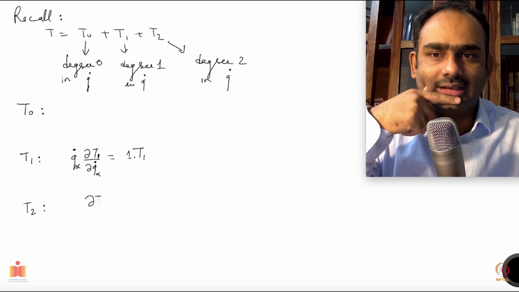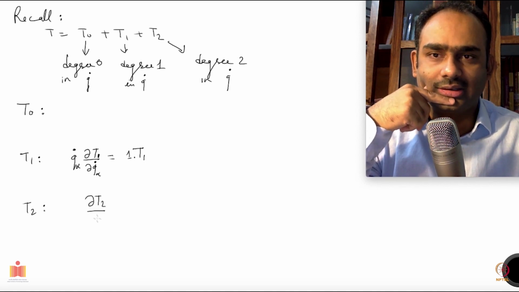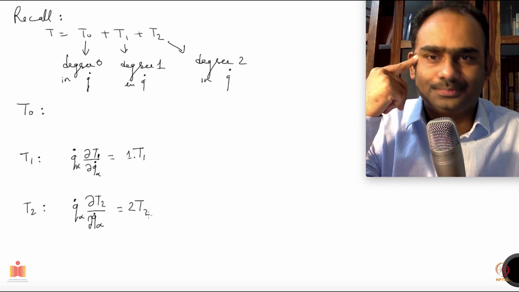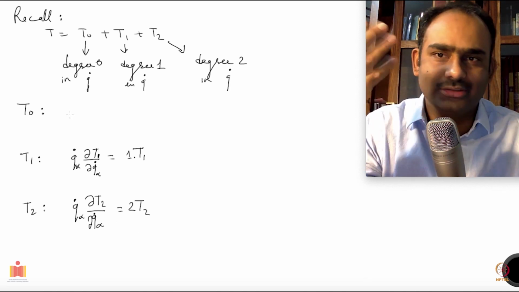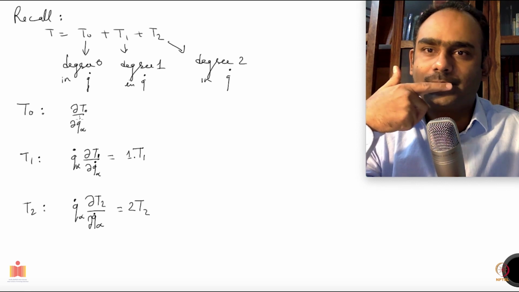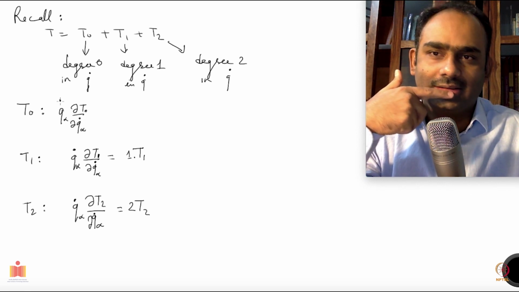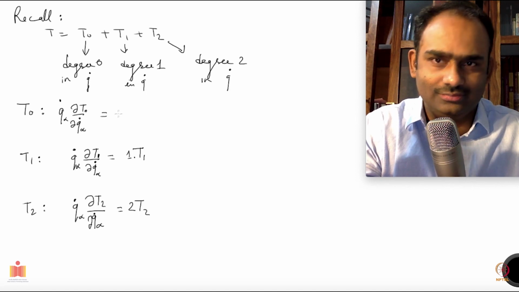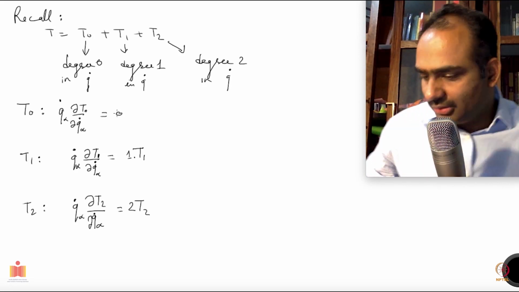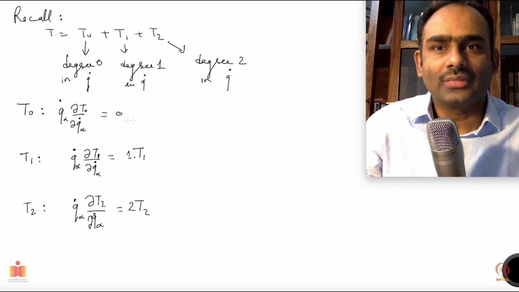Let's look at T2, which is quadratic. Again there is a summation implied, and you get 2 times T2. And here there is no dependence on the generalized velocity, so for T0 there is no need to do the summation, it's 0 anyway. So that's what we get.